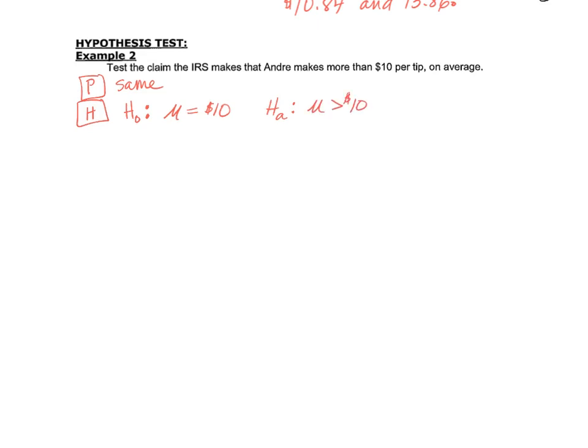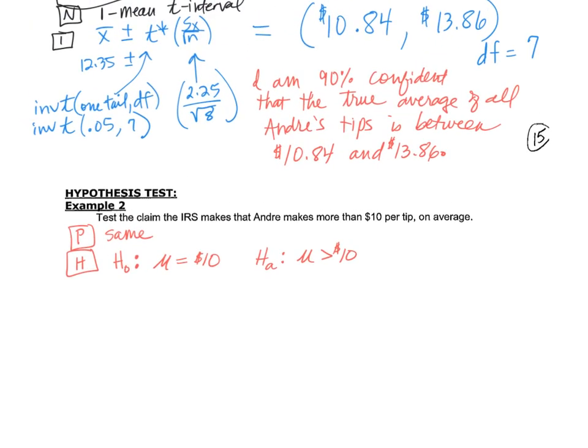Now, I want you guys to just use your brain for a minute and think about the interval conclusion we had made. We were 90% confident that the average is between 1084 and 1386. So what do you think you're going to be doing to that null hypothesis? I'm probably going to be rejecting it. Why? Because the interval does not contain 10. The entire interval is above 10. Yep, very good. So let's see if that ends up happening.